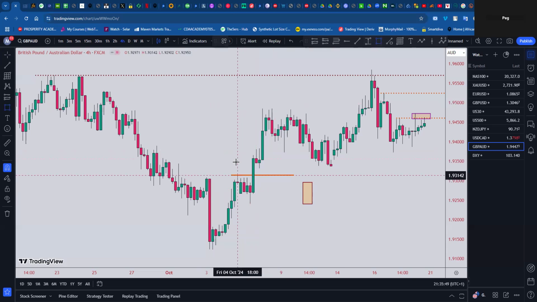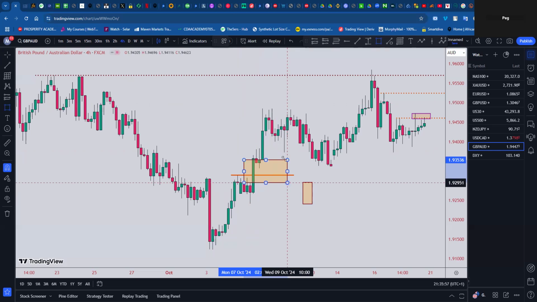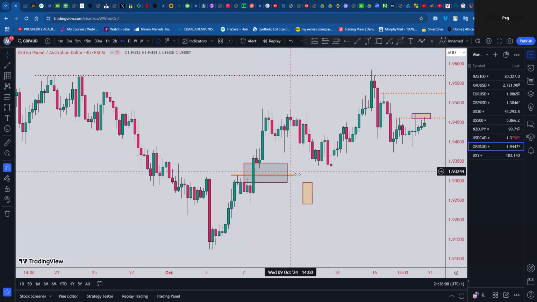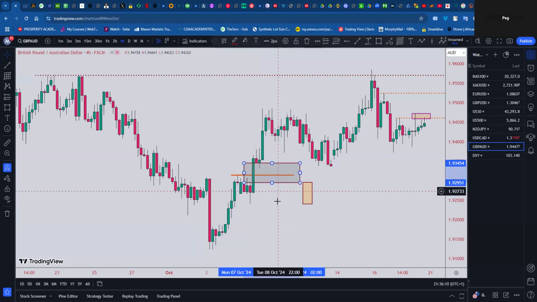Let me mark the bottom of this third candle and the top of our order block. You can see there is a fair value gap. There's a large fair value gap there. Can you see it? Yes. So those are three things that make this order block a perfect order block.